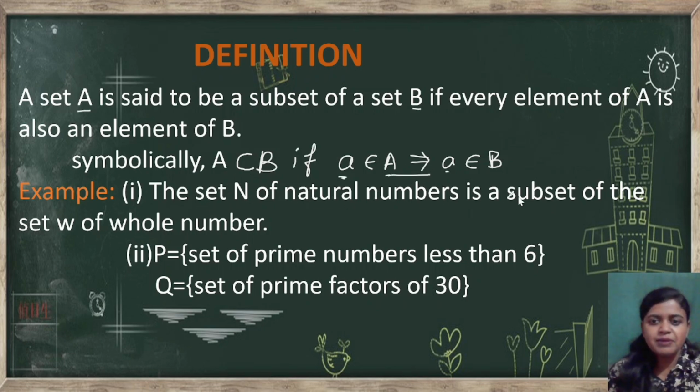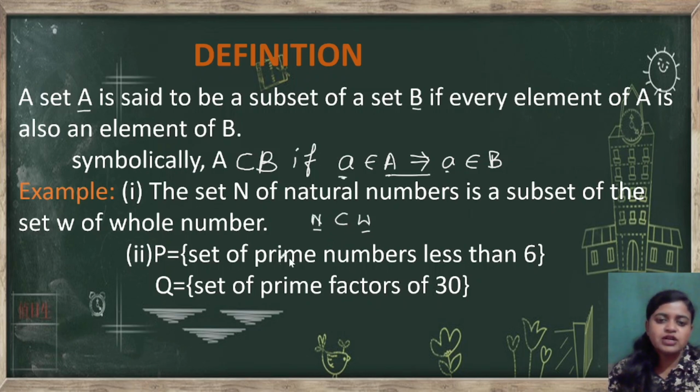The set of natural numbers is a subset of the set of whole numbers. We know that natural numbers start from 1, 2, 3, the positive numbers. Then what is a whole number? Whole numbers start from 0, 1, 2, 3 and so on. So natural numbers exist in whole numbers. That's why you can say natural numbers are a subset of whole numbers.